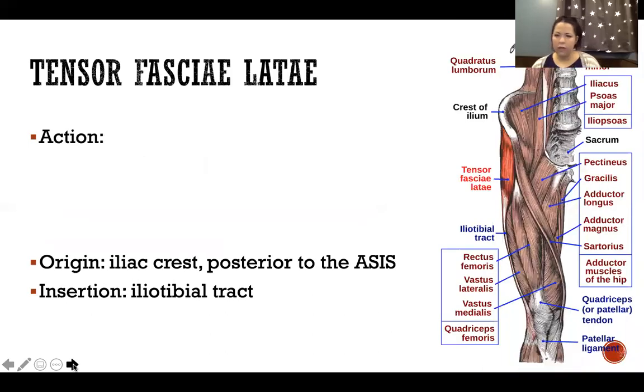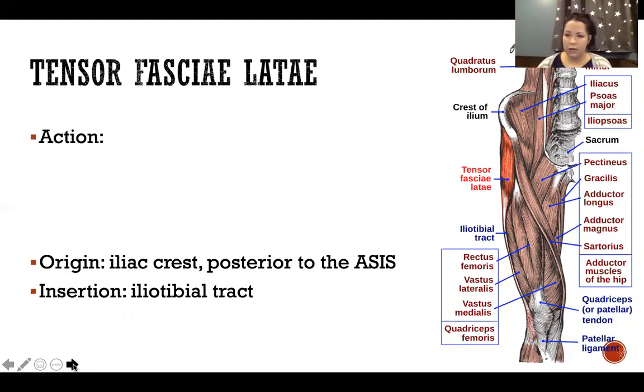Okay, tensor fasciae latae, TFL. It's highlighted in this picture there. It's all the way on the lateral part of the hip, so it's very lateral and a little bit anterior. It's kind of towards the anterior side. So again, if you feel for the ASIS, the anterior superior iliac spine, that prominent bump in the front of your hip, it is the muscle belly just posterior to that, coming down just posterior after that ASIS.